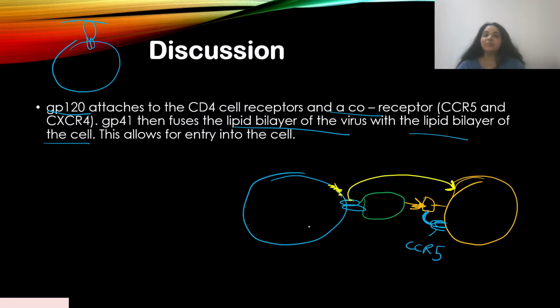Once the fusion of the lipid bilayers happens, it creates a gateway. It creates a gateway for the HIV genome to enter into the cell. So this is how the entry is made.